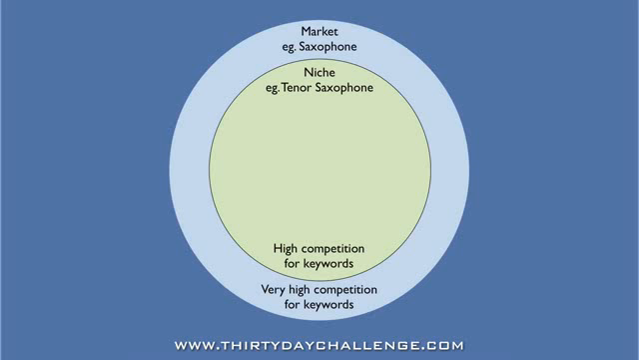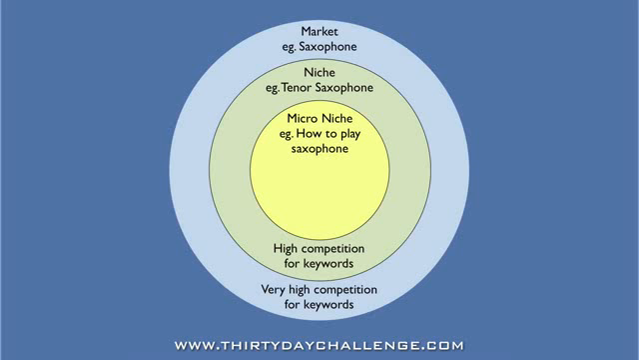So what we really want to do is to continue the process of drilling down to find a micro niche. For example, how to play saxophone. At this micro niche level, we find an acceptable competition for keywords, which means we have the greatest opportunity to obtain traffic to our website and ultimately create a profitable business. So our aim in this video is to find a micro niche keyword.